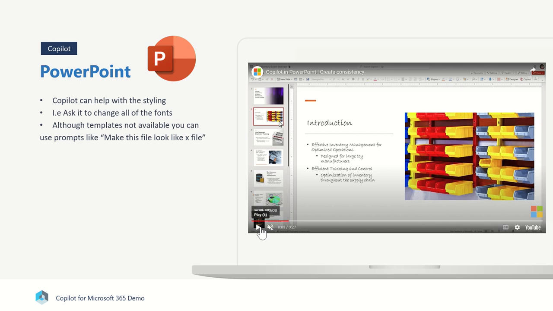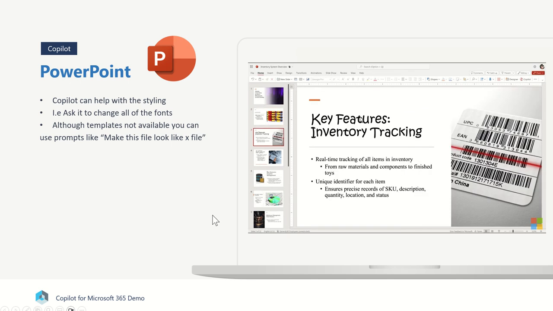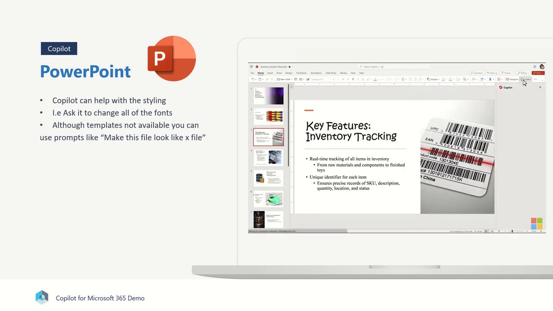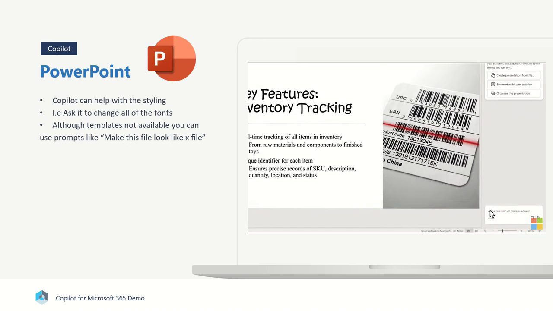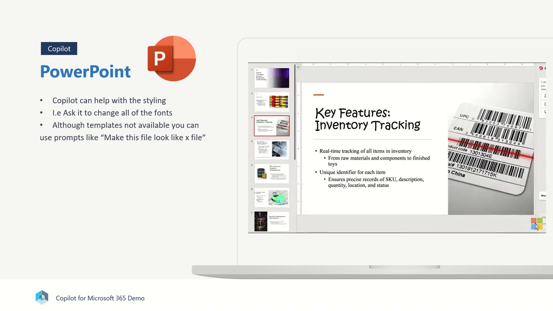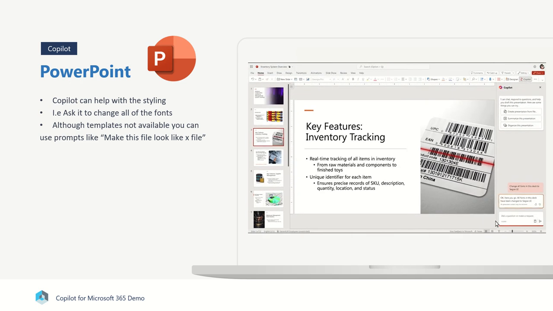You can also use Copilot to help style your PowerPoint. So say, for example, if it was using a font that you didn't really like, you could go in and ask it to say, please change all of the fonts within this particular PowerPoint, and it will go away, and you can see here now the fonts of the titles have automatically all changed on each slide.